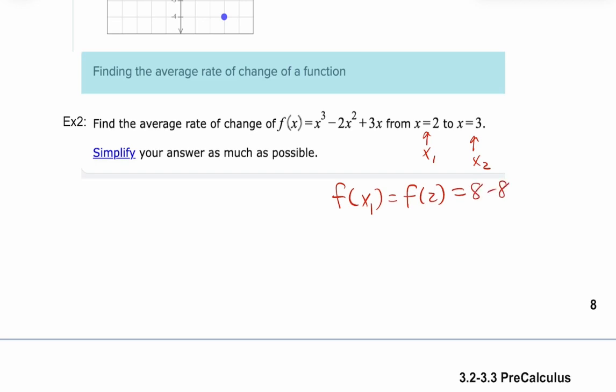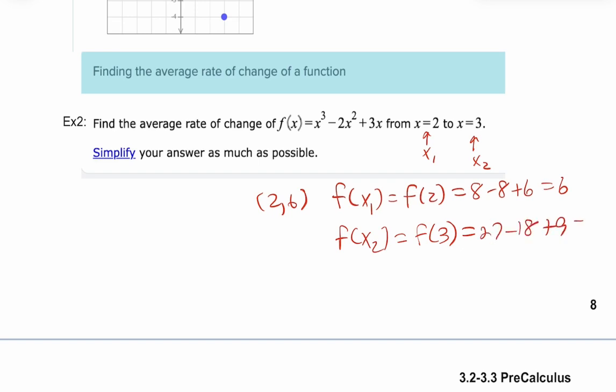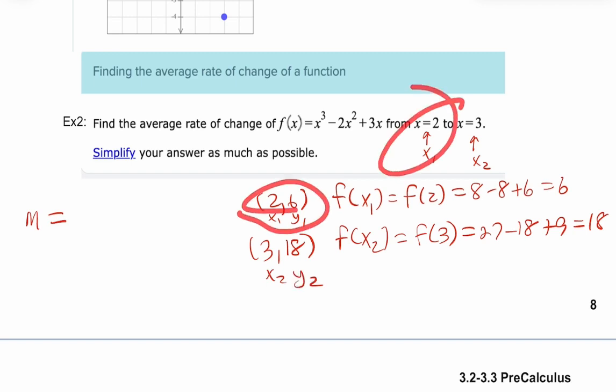We're going to plug in x1, so we're going to plug in 2 into our function, which is 8 minus 8 plus 6, or 6, so that is the point (2, 6). And then you have to plug your second value into your function, so we're going to plug in 3, which gives us 27 minus 18 plus 9, which is 18. So that is the point (3, 18). Now, as soon as you have your 2 points, we are going to use the slope formula. So, you can label these (x1, y1) and (x2, y2). It's traditional to use the smallest one as your x1 and the larger one as your x2.